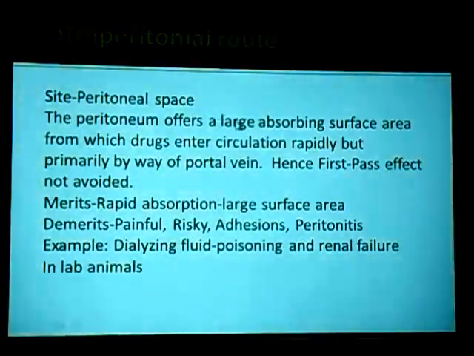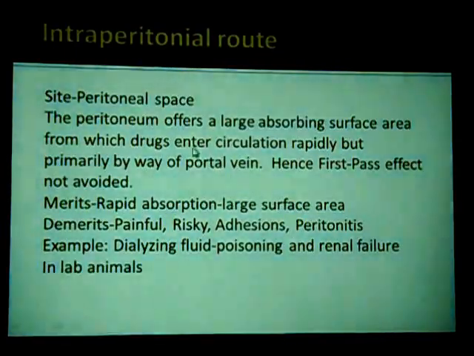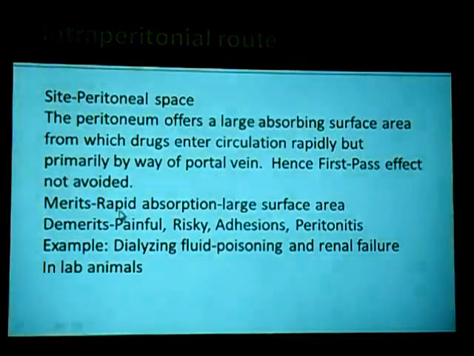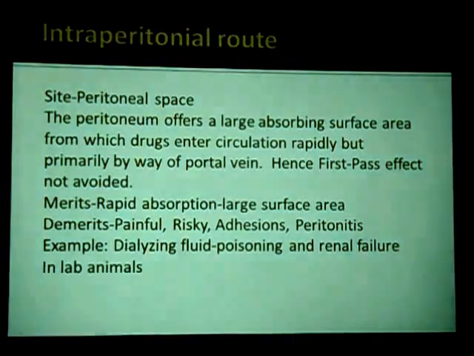So the peritoneal route offers a large absorbing surface area for drugs entering the circulation, but it does not bypass the liver. First pass metabolism is there because the absorption is by the portal vein, so first pass metabolism is not avoided here. Rapid absorption takes place. Demerits are that it is painful and risky. If the person is not skilled, he can damage the intestinal parts.